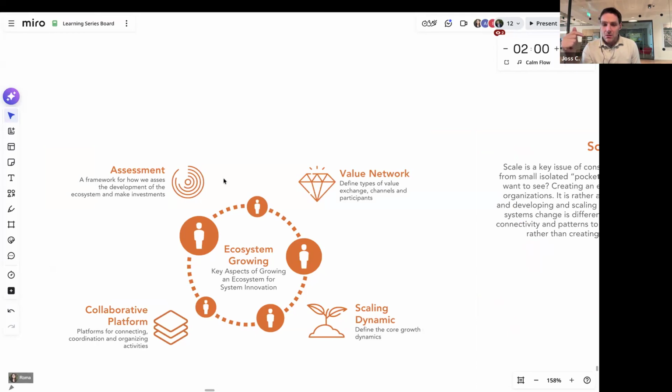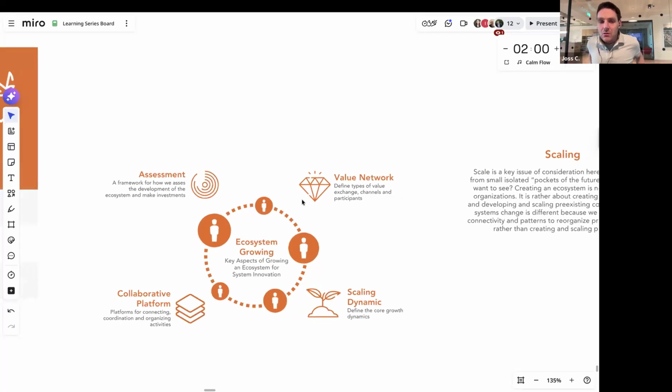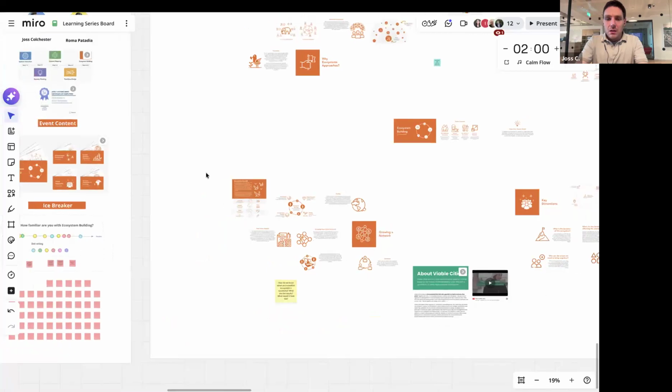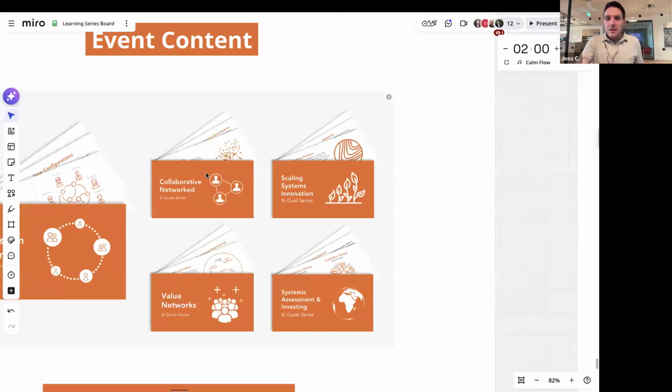And the question of the scaling or growing dynamic: what's actually growing this? What's actually accumulating? How does it build upon itself over time is another key consideration to actually growing these ecosystems. All of this is actually in the guide. We have individual guides on all of that, systemic investing, value networks, and so forth. You'll see them all here. You'll find them on the website if you want to go deeper into that.